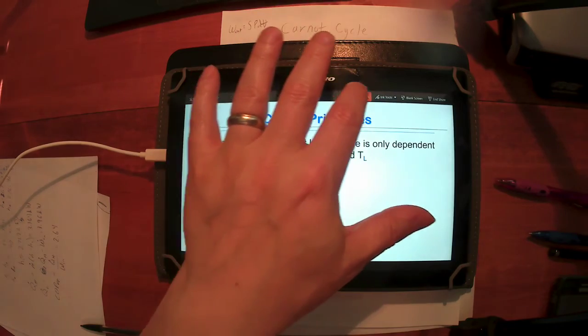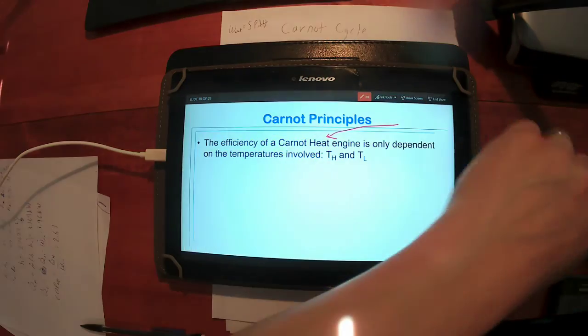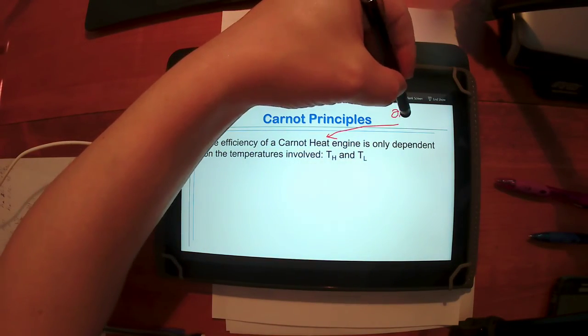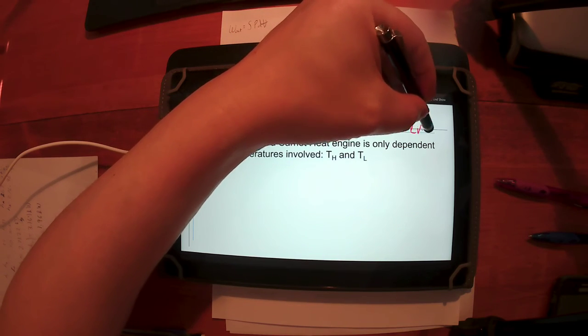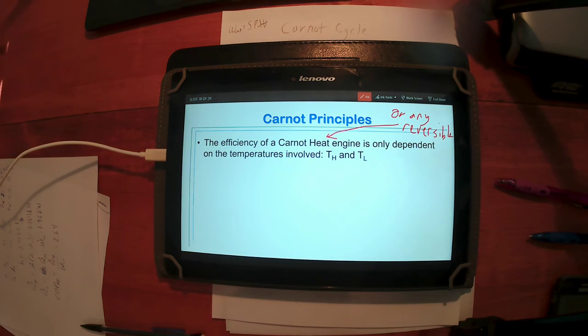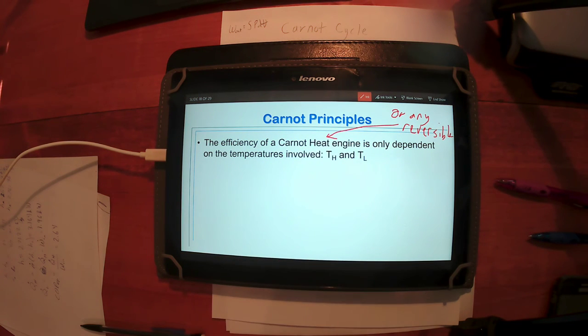Carnot engine, I'm going to put ink in here and say, or any reversible. So not just a Carnot heat engine, but any reversible heat engine is only dependent on the temperatures, TH and TL, the temperatures of the high temperature and low temperature reservoir.